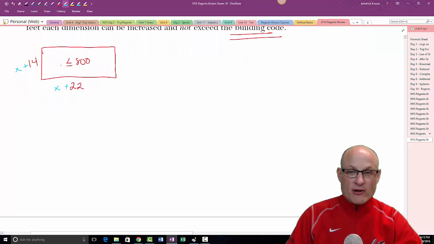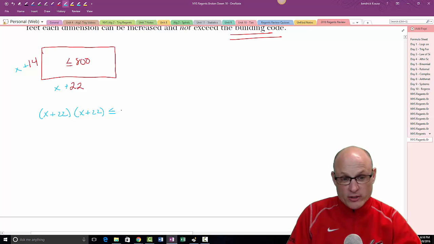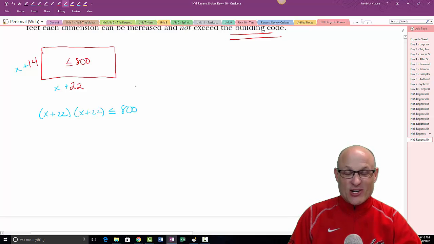Well, all right, so how do I find the area of a parallelogram or a rectangle? You take the base and you multiply it by the height. And we need this to stay under or equal to 800. Not exceed means less than or equal to.